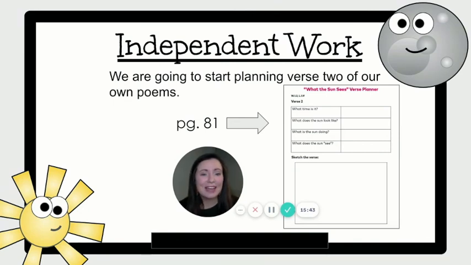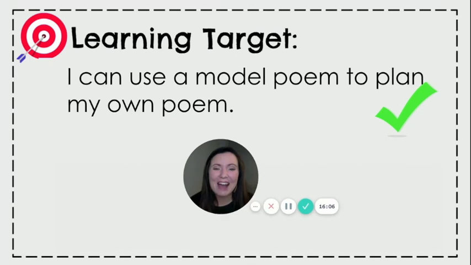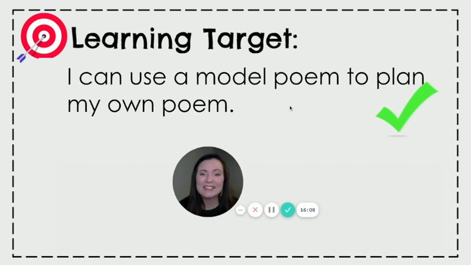So let's go ahead and look at our learning target so that you can get started. Today's target said, I can use a model poem to plan my own poem. And that's what we did. We looked at the model poem and we broke down how it does verse 2. And now you are writing your own verse 2 about the sun. Good luck writing. Have fun using good adjectives and being really creative with what the sun sees midday.